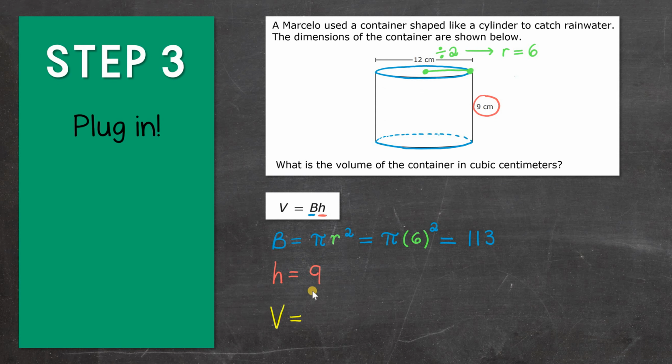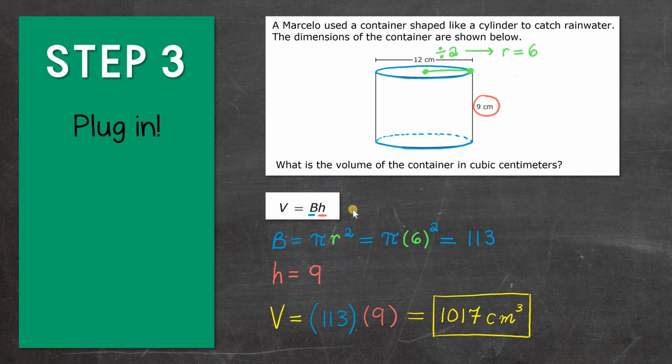Alright, so volume is b times h. When the letters are just right next to each other, that's telling us we need to multiply them together. So first we're going to take b, and we're going to multiply it with h. And that gives us 1017. Okay, but what am I missing? We're dealing with centimeters, right? So centimeters cubed. And we're done.